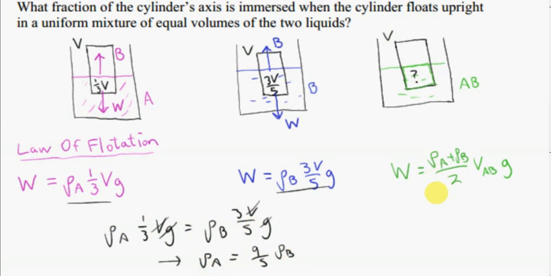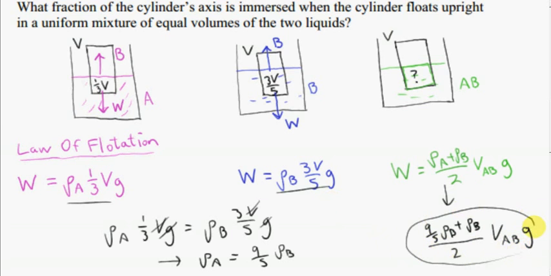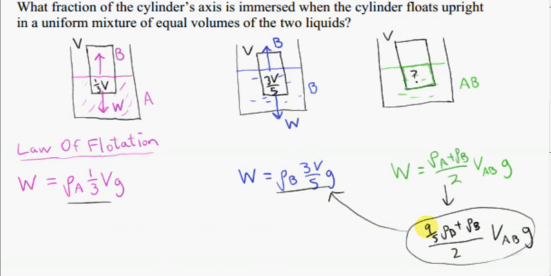Now let's go up here and replace rho A with 9/5 rho B. So we're going to have 9/5 rho B plus rho B, divided by 2, times the volume of the immersed part of the cylinder in the mixture times G. Now, what we can now do is set this thing here equal to this thing here. Because if we do that, we can cancel rho B on both sides. We can cancel the G, and then we're left with VAB in terms of V. Exactly what we want. So I'm equating this with this.